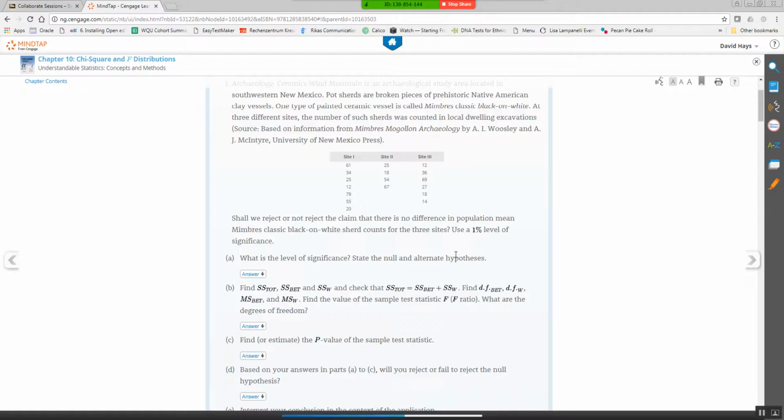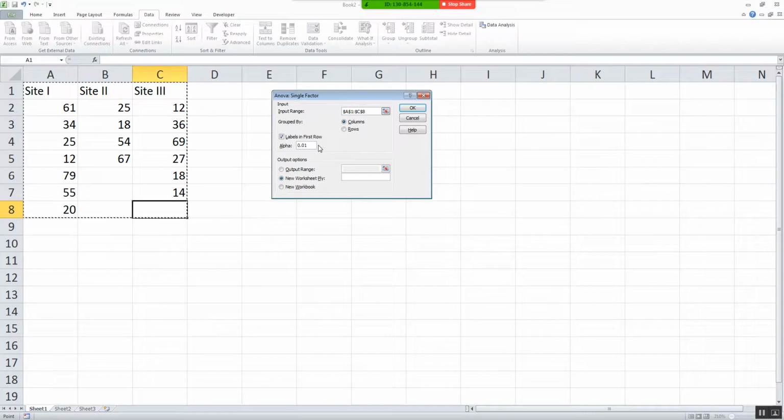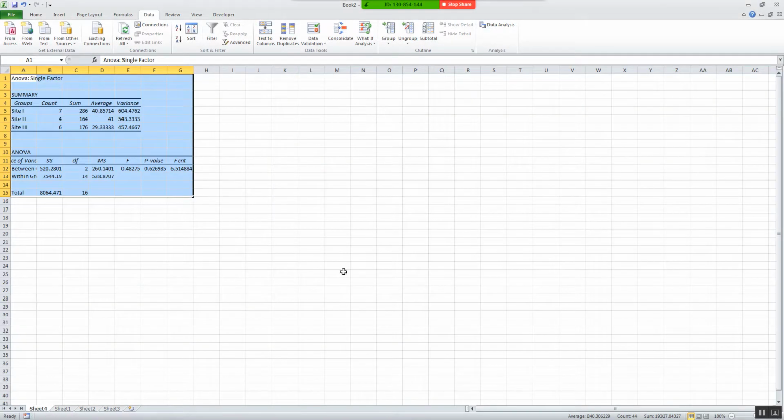And let's see, what is the level of significance? 0.01. Okay. And I already got 0.01 here, so I'd change that to 0.05 if it's something different. Let's make sure that's still correct. Okay. And then click OK.